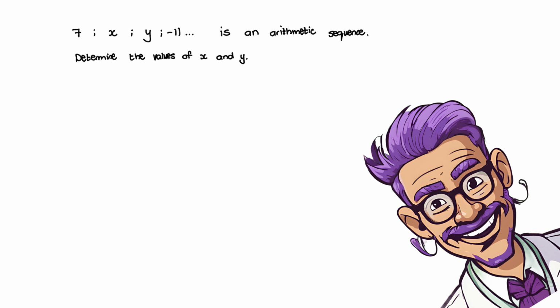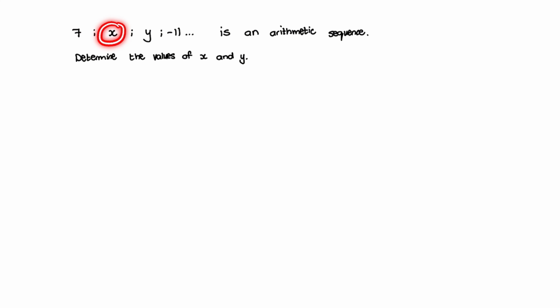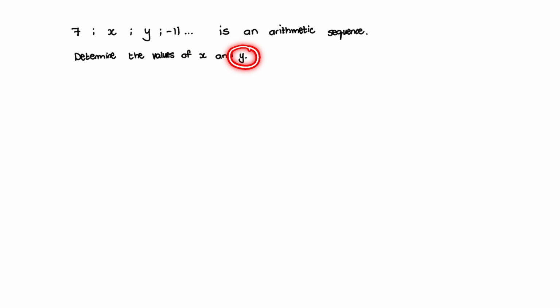So here we have 7, x, y, and negative 11. And we are told that this is an arithmetic sequence. And we want to determine the values of x and y.